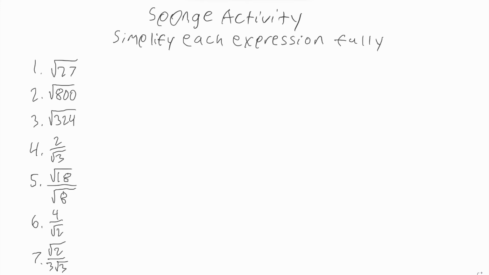Number 5, square root of 18 over square root of 8. Number 6, 4 over the square root of 2. And number 7, square root of 2 over 3 square root of 3. So for those last 4, make sure that there are no square roots in the denominator, but also fully simplify it, fully reduce it. All right, that's it for this lesson.